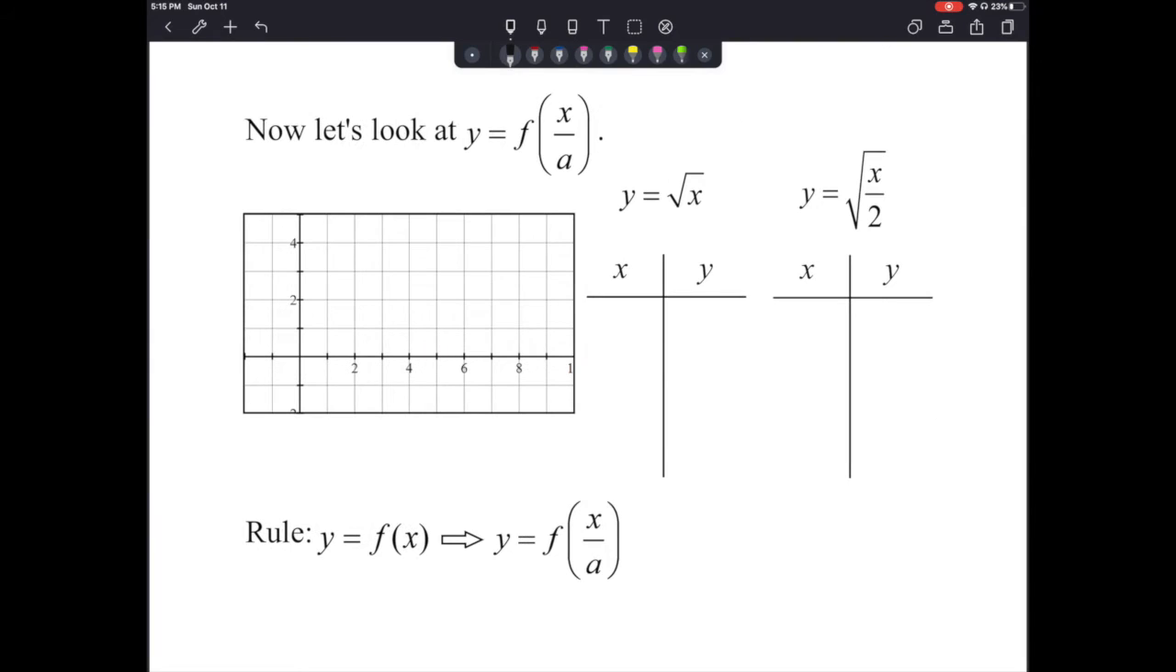Let's move on. So the next one, it says, let's look at y equals f of x divided by a. So it's the opposite scenario. Instead of a being multiplied times x, we're dividing it. Let's see what impact that has.